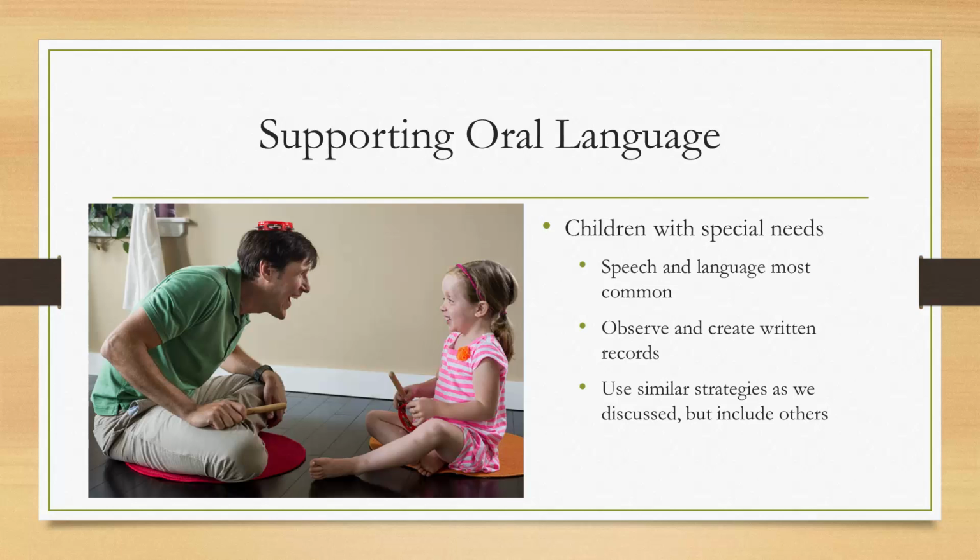Speech and language delays amongst children with special needs are actually the most common. And one of the easiest ways that we can help children with speech and language delays is by observing and creating good written records of what it is they're saying and how they're communicating. Then we can use similar strategies to the things that we've already discussed in supporting oral language and creating a supportive environment, but we can include others as well that are more directly in line with the things that we're noticing.